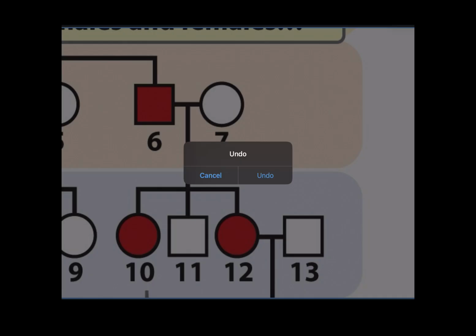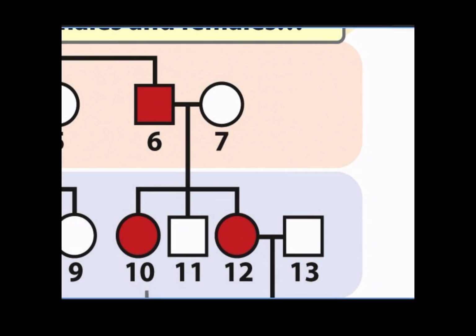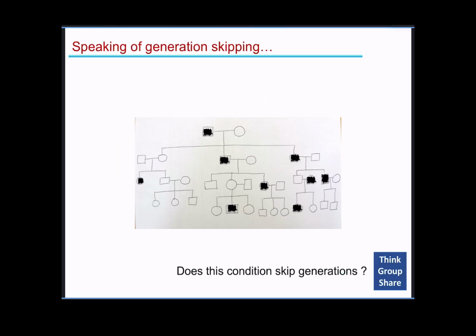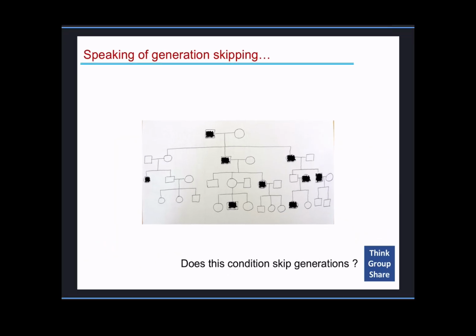6 and 7 have these 3 kids, right? 2 daughters and a son. And notice how not all of them inherit the condition. So no generation skipping doesn't mean that every child inherits the condition. It means something different. No generation skipping has to do with, I have it here. So let's work through this example.